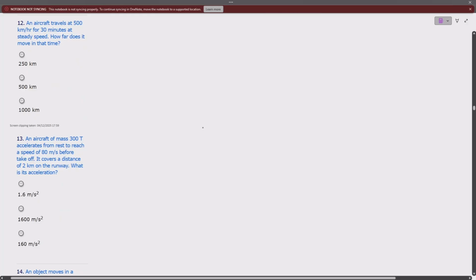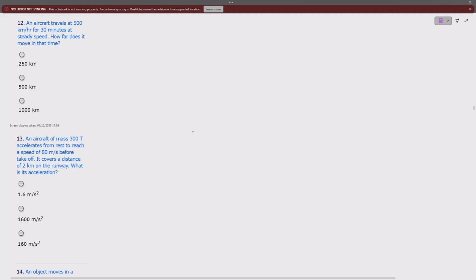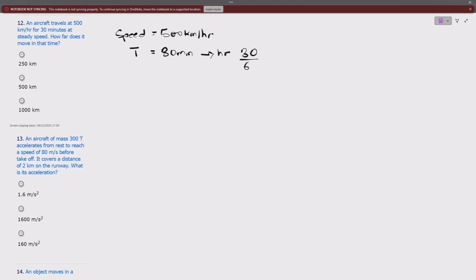12. An aircraft travels at 500 kilometers per hour for 30 minutes at a steady speed. How far does it move in that time? So it's giving you the speed, 500 kilometers per hour, time 30 minutes. You have to convert it to hours. That's going to be 30 divided by 60.